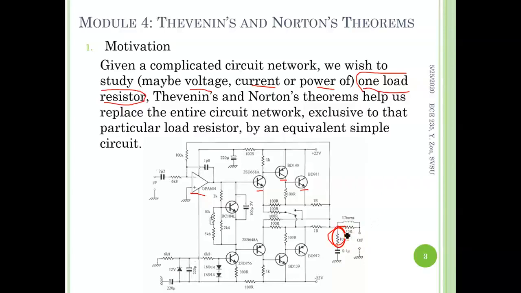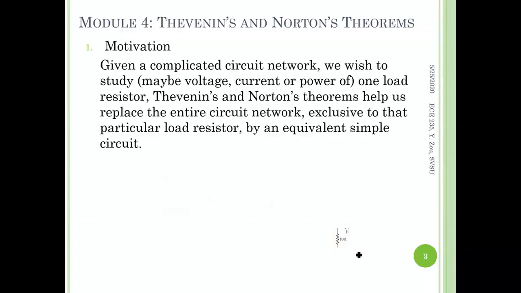Since we only care about this resistor, we just replace all the rest of the circuit, these parts, with a simple circuit, like this. Okay. You see, the rest of the complicated circuit is gone. Instead, we have an equivalent simple circuit to feed this particular load. So basically, Thevenin's and Norton's theorems let us simplify the circuit substantially.